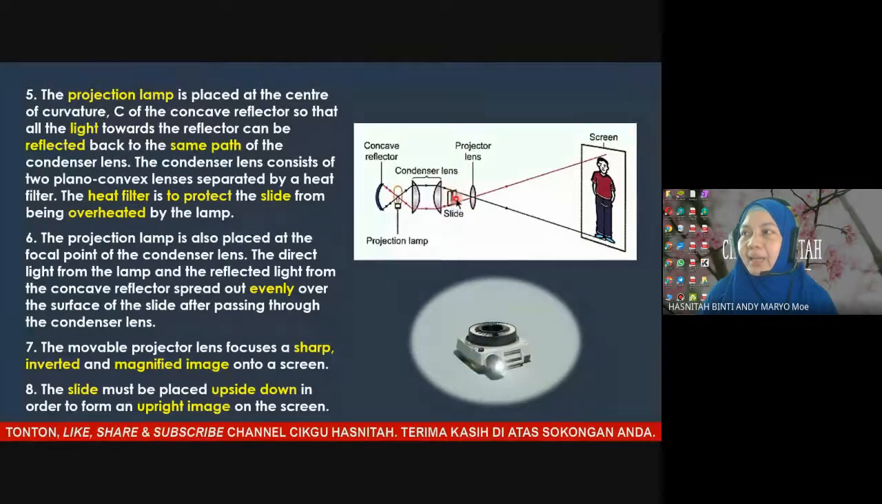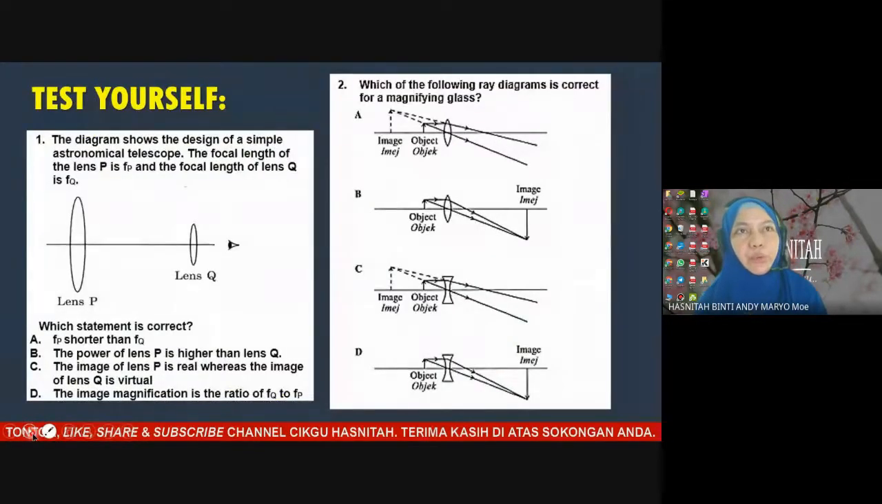We place the slide inverted so that it will form an upright image on the screen. So this one consists of the projector lamp, placed at the center of curvature of the concave reflector. So this is the concave reflector. The light enters the two condenser lenses here. Then we have a projector lens at the front, and this is the image that appears on the screen. It is inverted compared to the object, magnified, and real. Why real? It can form on the screen, so it is a real image. Okay, so that is to do with optical instruments.